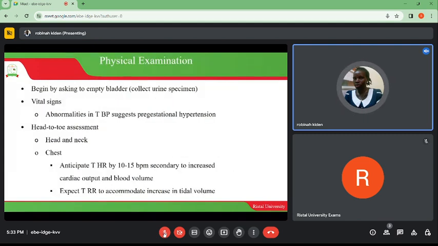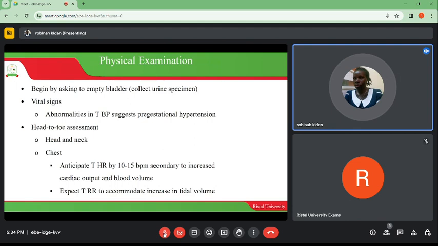Then physical examination. When we talk about physical examination, we are looking at the health worker examining the whole body of the pregnant woman. So here we begin by asking the woman to empty her bladder to make sure that we can collect urine that we shall use for specimen or for testing. Then vital signs, we take the vital signs and we watch out for abnormalities.